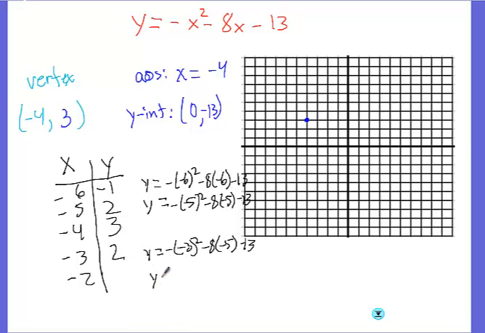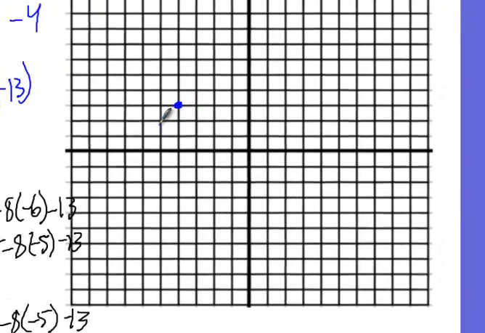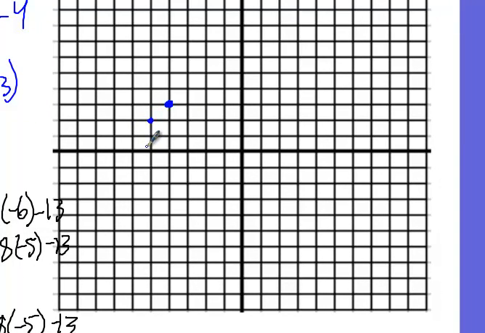And then last but not least, I'm going to substitute in negative 2 for x. And I'm going to get negative 1. Okay. So when I graph my parabola, again, I'm just going to plot the points. So negative 5 is at 2. Negative 6 is at negative 1. Negative 3 is at 2. Negative 2 is also at negative 1.